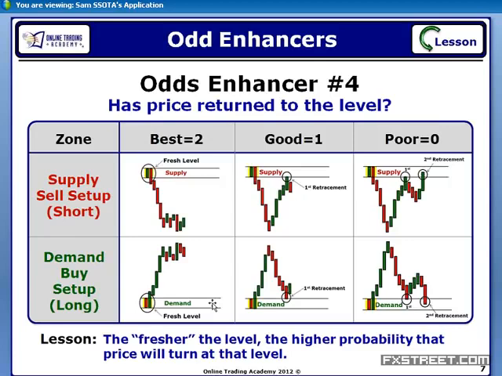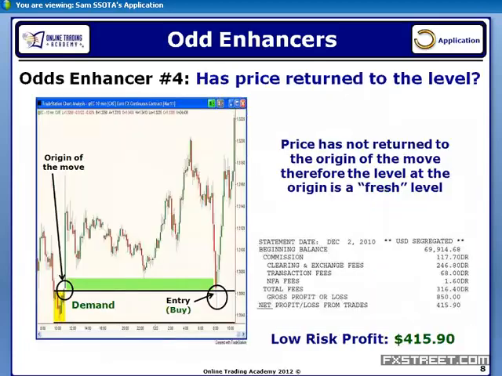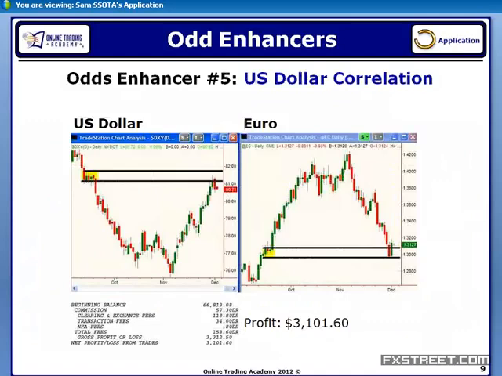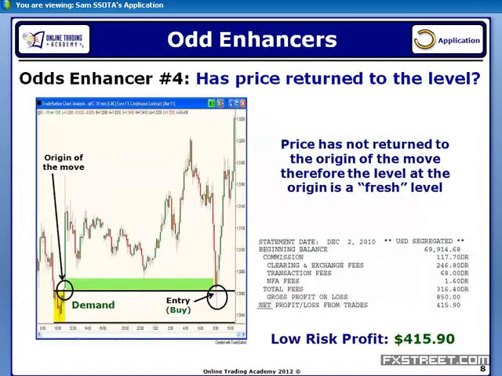I would say if you want to be safe, once price trades a quarter, 25%, into the level, stop taking it. In other words, don't take the next retracement, because that's telling you there's just not a lot of demand or supply left. Okay? Make sense? All right. That is odds enhancer number 4. And lastly would be any of the correlations.